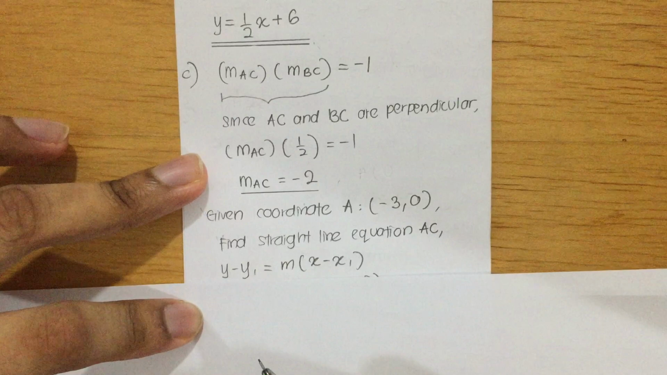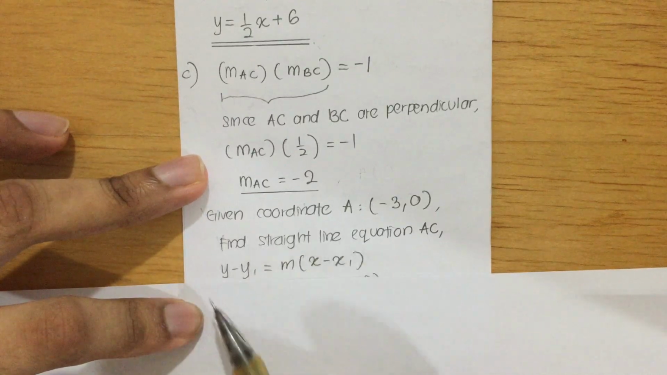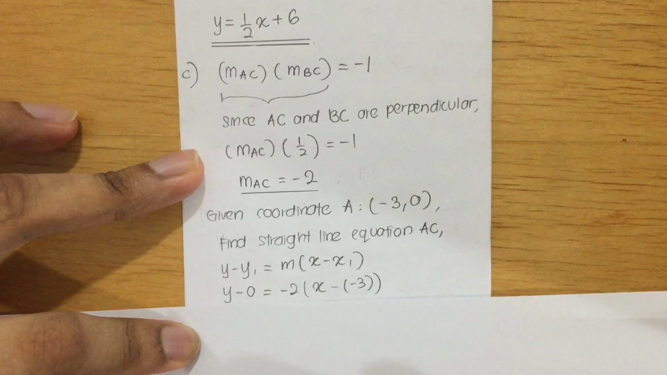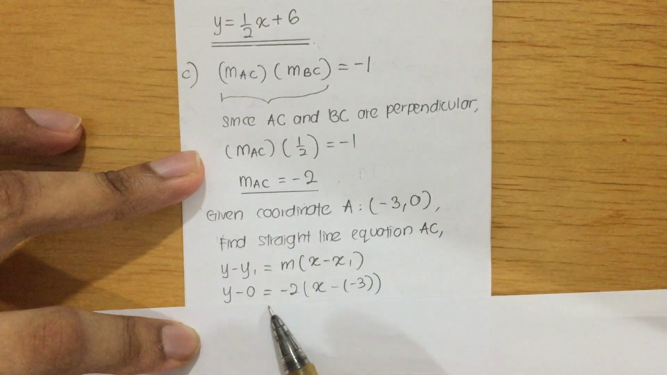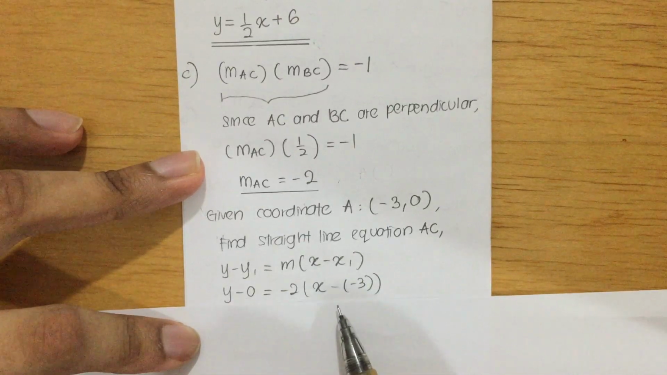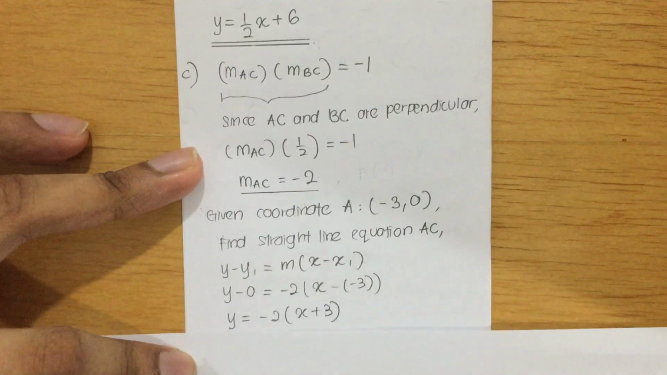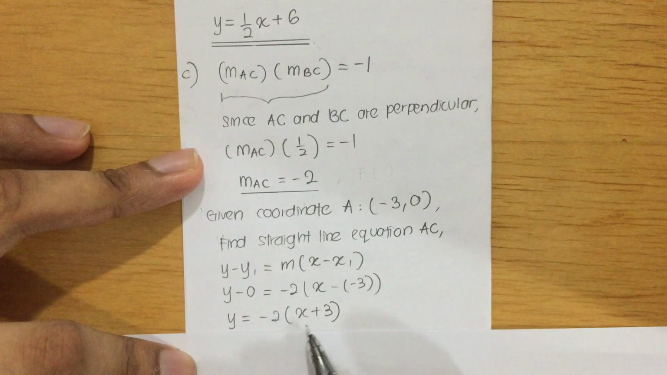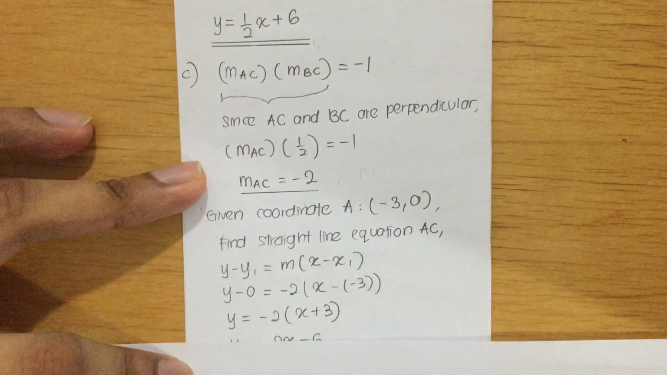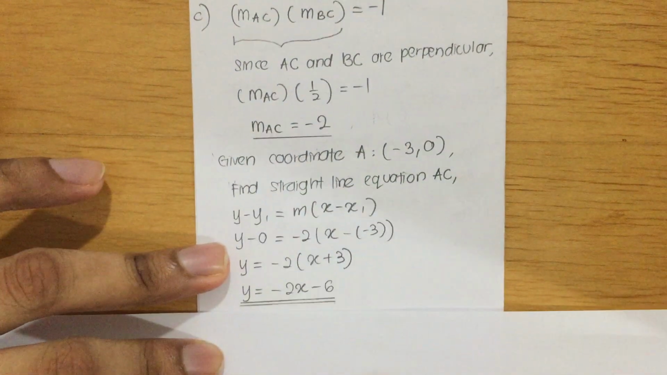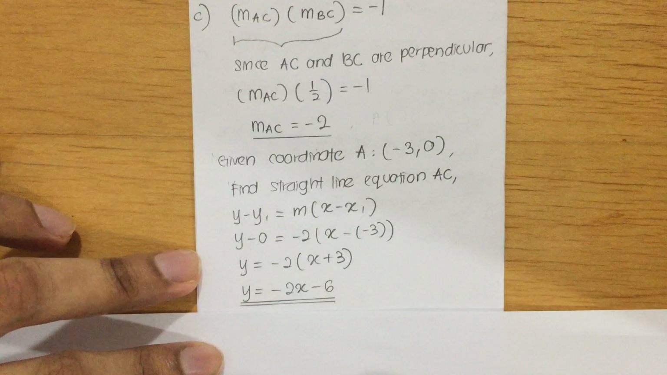So we can now find the straight line equation AC. y minus y1 equals m, x minus x1. We're going to use this formula to find the straight line equation. So we substitute in the values. y minus 0 equals negative 2, x minus negative 3, so it will become x plus 3. So y equals negative 2 in a bracket x plus 3. Expanding the negative 2, you get negative 2x minus 6. So this is your final answer guys for straight line equation AC.